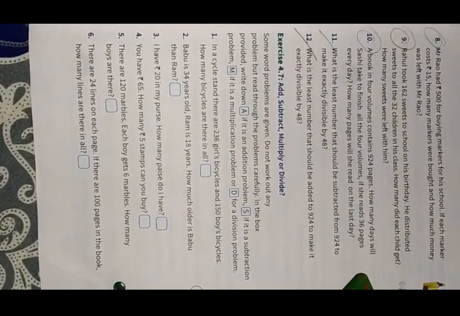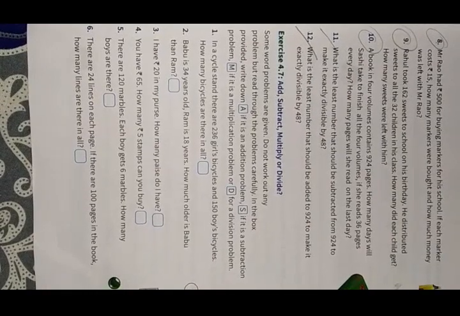Exercise 4.7. Add, subtract, multiply or divide. Some word problems are given. Do not work out any problem but read through the problems carefully. In the box provided, write down A if it is an addition problem, S if it is a subtraction problem, M if it is a multiplication problem, or D for a division problem. First, in a cycle stand there are 236 girls' bicycles and 150 boys' bicycles. How many bicycles are there in all?